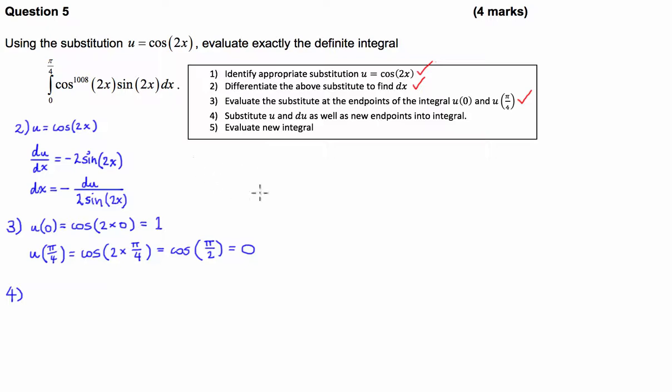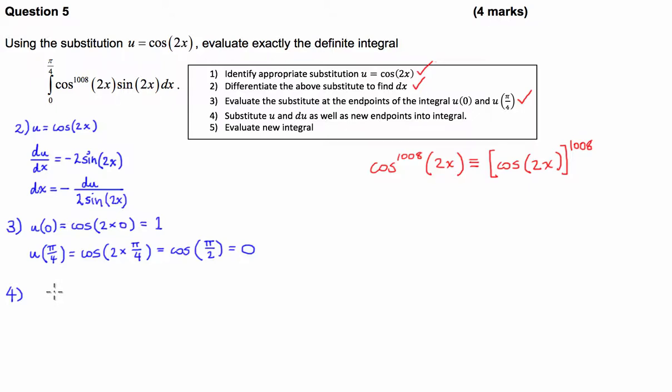Okay, so for step 4, we're asked to substitute u and du as well as the new endpoints into our original integral, which was cosine to the power of 1008 of 2x, sine of 2x, dx. So this cosine 1008 can be written as cosine of 2x all to the power of 1008. So let's just write this down over here for your information, guys.